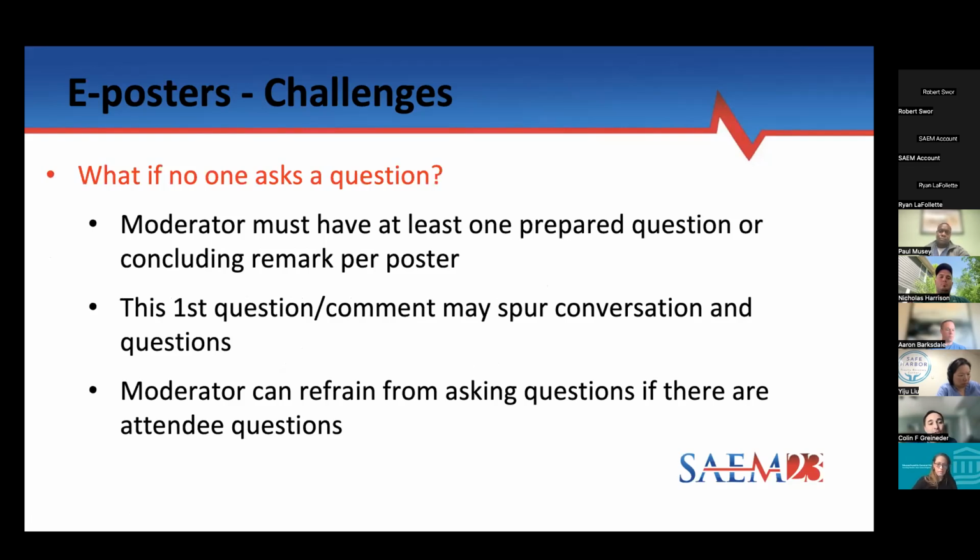Yep, we talked about this too, but I think it bears repeating. What if no one asks a question? That's when you want to have one prepared question or some sort of prepared remark per poster. Especially if you see a way to tie posters into the broader theme of the session, that can be appropriate. Again, remember that you may ask one question and that may stir up conversation and other questions. So you don't have to ask all of them, right?